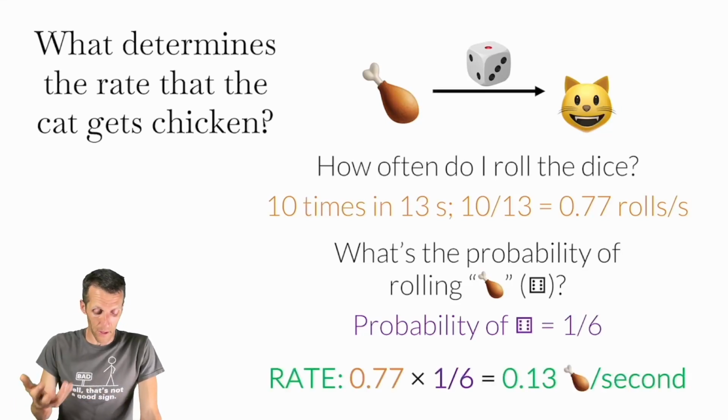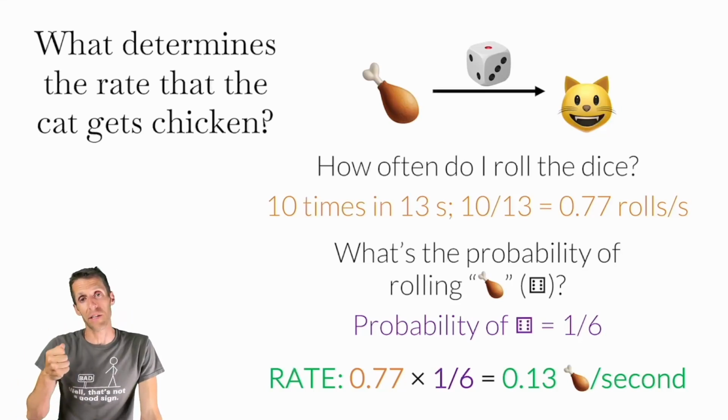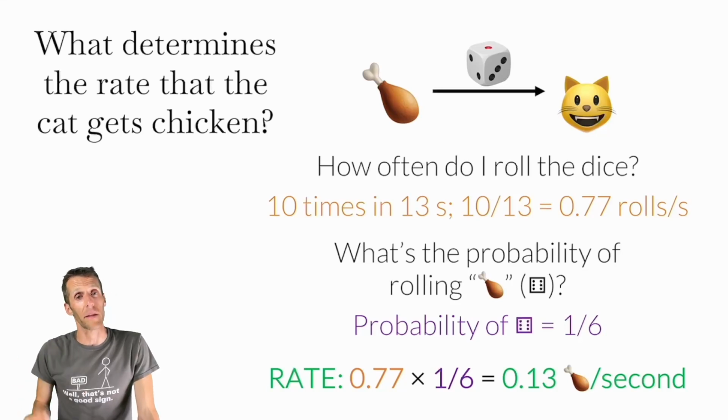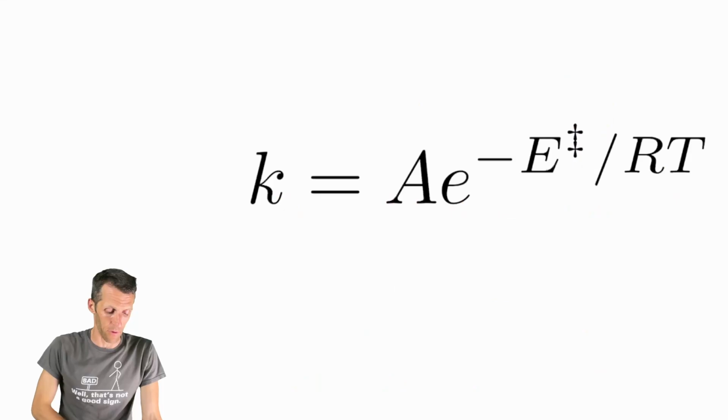And I can just multiply these together and I can say, all right, well, the rate that I'm going to get chicken into the cat is 0.13 chickens per second based on just multiplying these 2 things together. Okay, cool. Hopefully that is relatively straightforward.